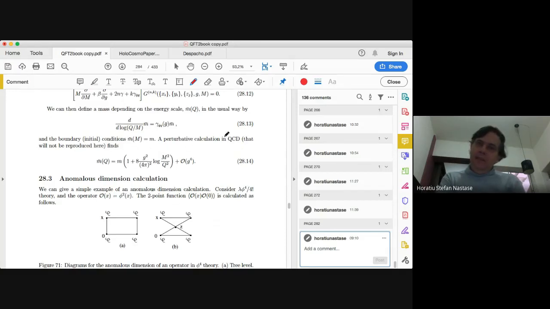And then we can do a perturbative calculation in QCD that I will not reproduce here, and you find the dependence on this m over q written here. So at one loop, it's m at tree level times 1 plus 8 g squared over 4 pi squared, the usual one loop factor, times log of M squared over q squared.